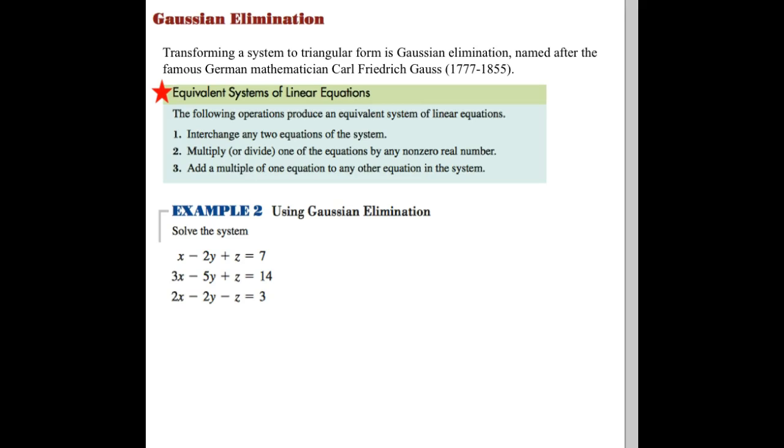We are allowed to interchange two rows. So maybe your top row has just a plain z in it, nothing else. Well, we can move that to the bottom. Okay, so we can interchange two equations. We can multiply or divide an equation by a non-zero real number. So we could take equation 1 and just double everything, right? Times everything by 2. We can do that and add it to another equation.